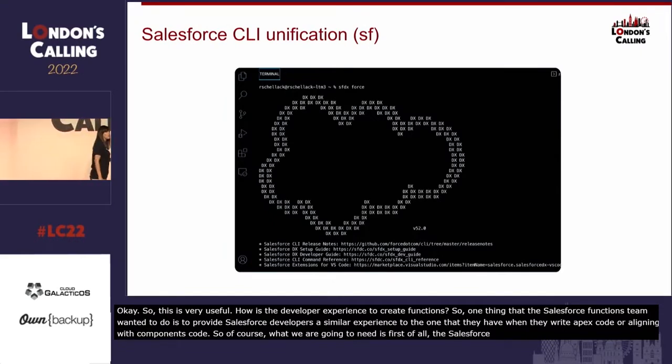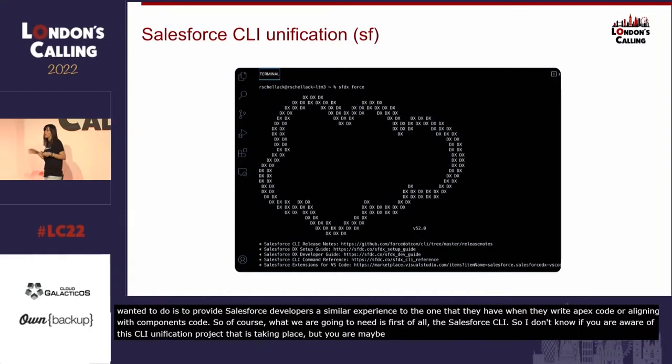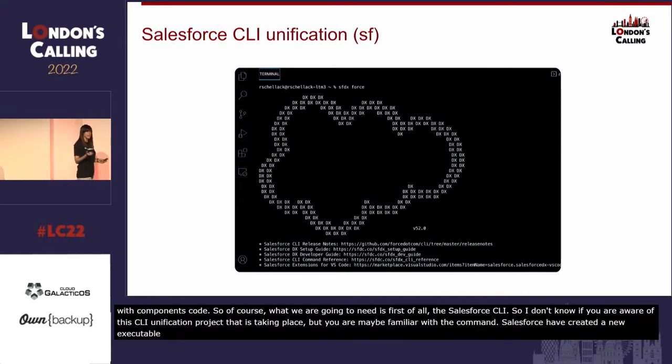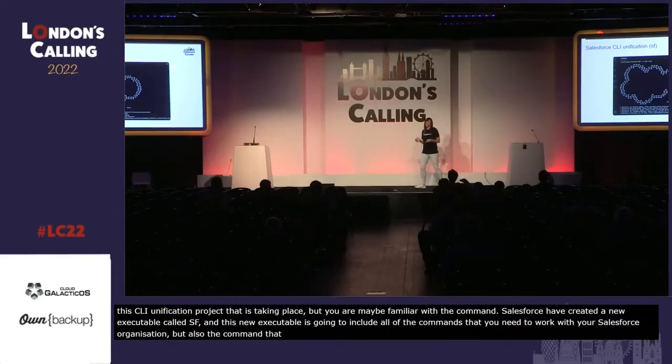I don't know if you are aware of the CLI unification project that is taking place, but you are maybe familiar with the sfdx command. Now what Salesforce is doing is they have created a new executable called sf, and this new executable is going to include all the commands that you need to work with your Salesforce org, but also the commands that you need to work with Heroku or with MuleSoft or other clouds, okay? They are trying to unify all the CLI commands.